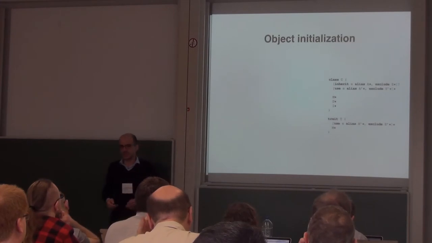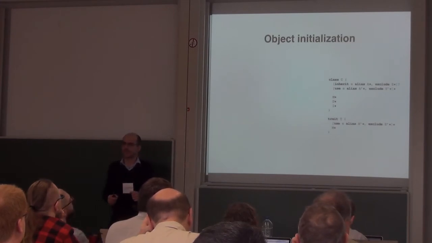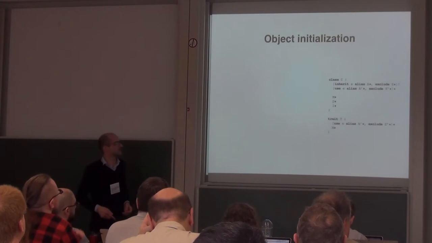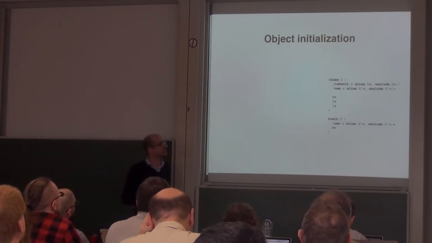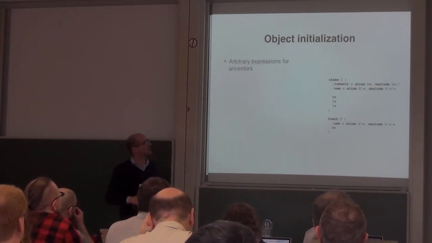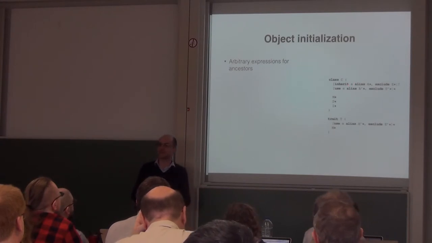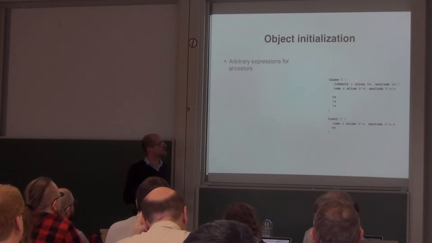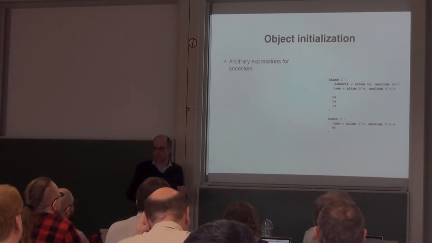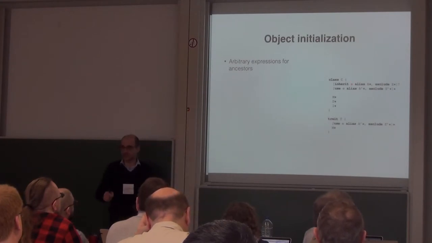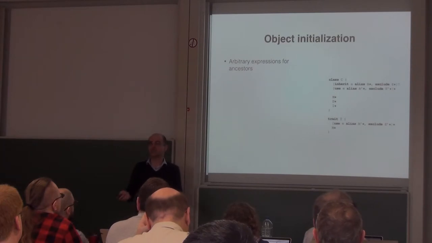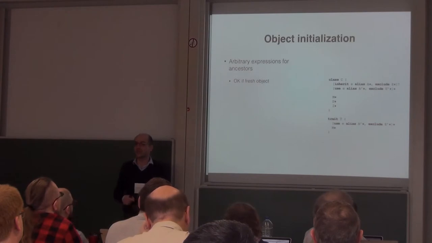Object initialization in Grace has a few very interesting aspects. We had a lot of fun with it. One of the things is you can have arbitrary expressions to specify an ancestor of a class. So not just the name of a class, not just a string or anything, it's just a full-blown expression. And the only condition that expression must obey is that the last thing it should do when it computes is to produce a fresh object instance.